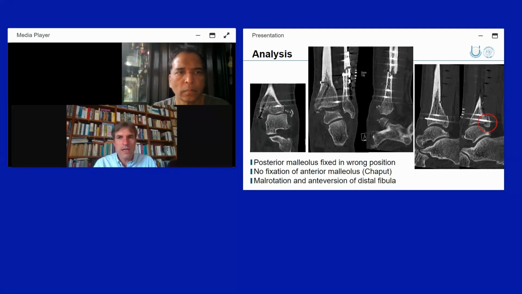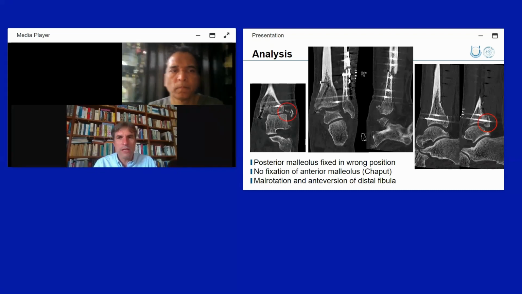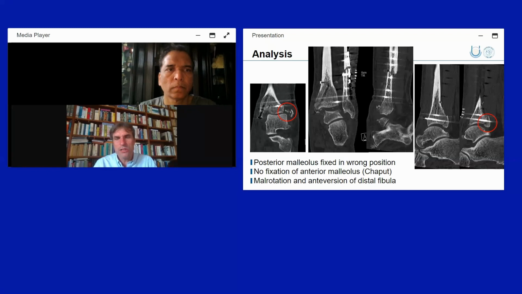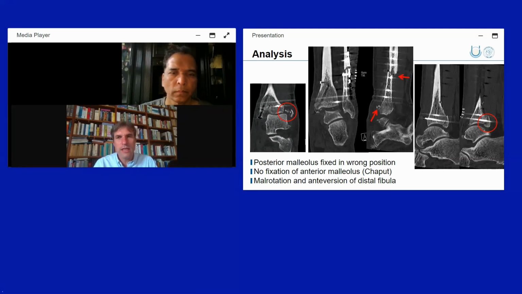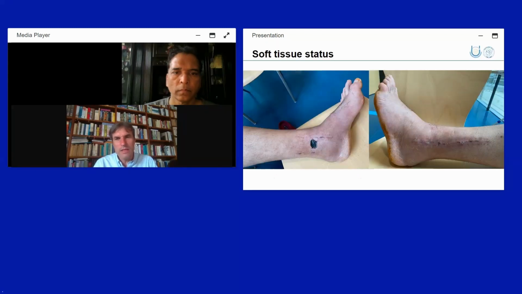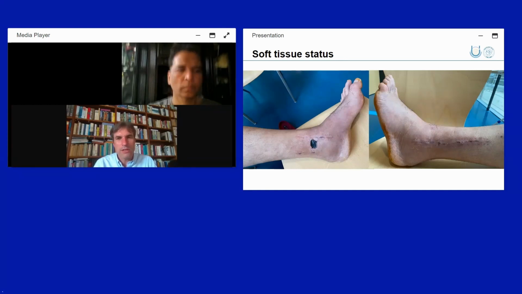So here you can see the same things, posterior malreduction. They even managed to catch that fragment, which is okay, but they didn't reduce it and fix it. You see the unattended anterior fragments. And you can see that even the fibula is not well reduced up there. And even the medial malleolus doesn't look very nice, but we did not dare to go there because of that skin necrosis.